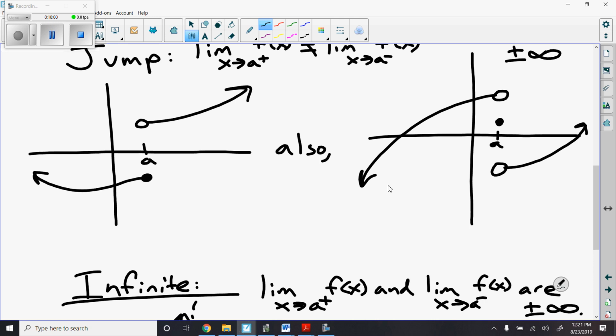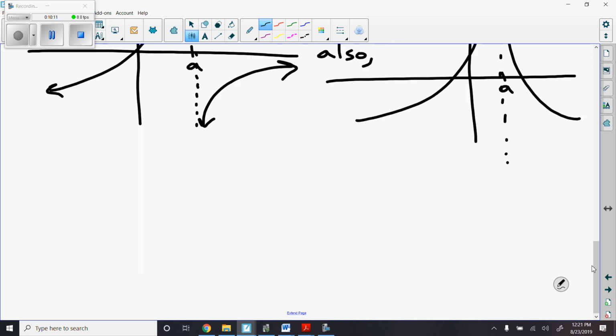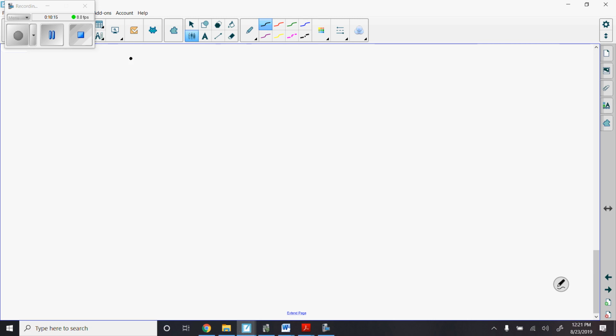I just want to quickly do our limit properties really quick. These are properties that can help us to evaluate more complex limits later on. Okay, we're going to put a box around these limit properties. Here's property 1.